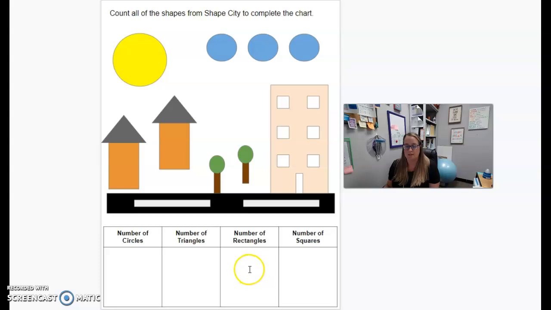Number of rectangles is going to go here. Remember, a square is a special kind of rectangle, so make sure you include that number also. And the last one is squares. So remember, a square is a four-sided figure, but all four sides have to be the same size.